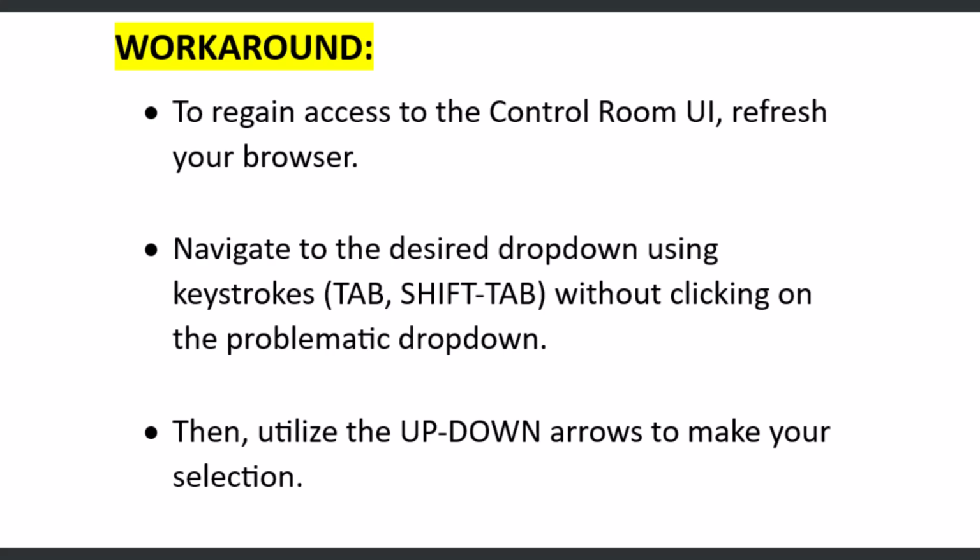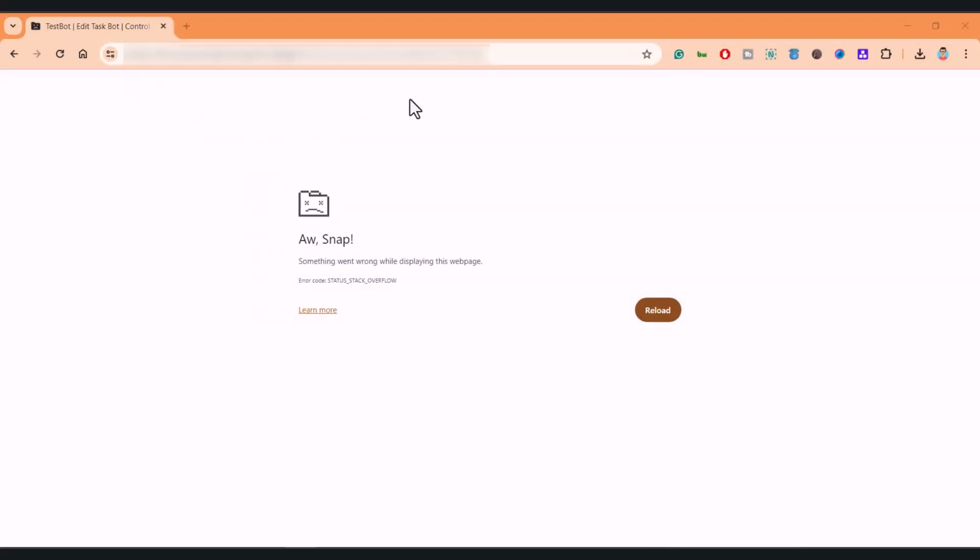These are the 3 steps. If you follow these without interacting with the drop down list using your mouse click, it works. To regain your control room access, just refresh your browser, navigate to the desired drop down using tab and shift tab. Then, without clicking on the drop down with your mouse, just use the up and down arrows to make your selections. It works.